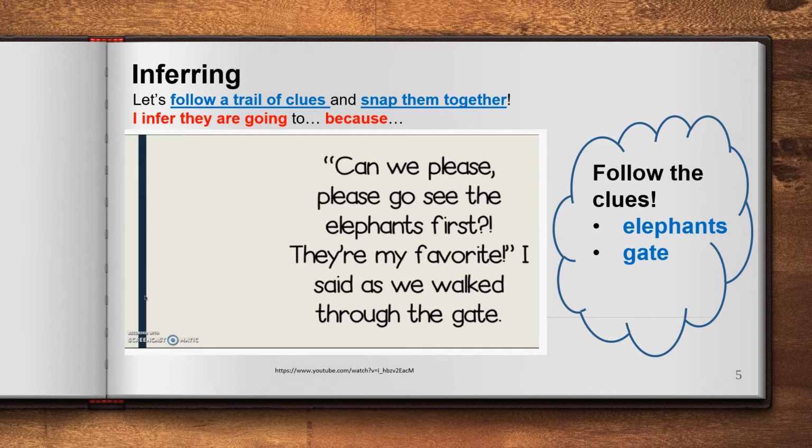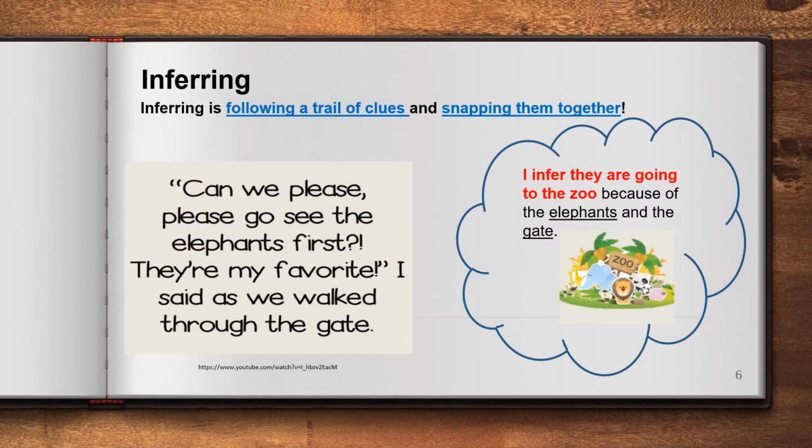So let's look at this trail of clues. "Can we please go see the elephants first? They're my favourite," I said as we walked through the gate. So what are the two clues that we've got here? Elephants and gate. So where do you think that they are going? Of course, the answer is the zoo, because I infer that they are going to the zoo using the elephants and the gate as my clues.